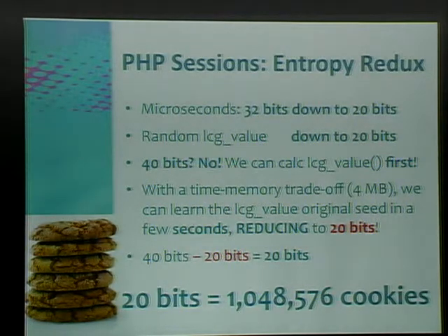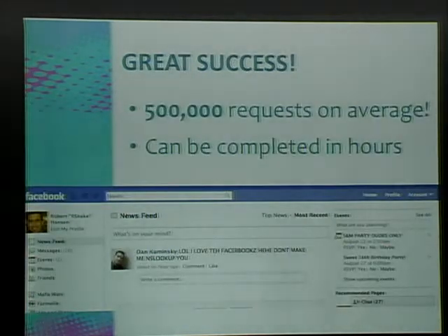Imagine if this were a bank and you were just brute forcing a cookie. On average, this means within 500,000 requests, I will get his cookie. I will get his session identifier and log in as him. Now, you can even do other stuff.